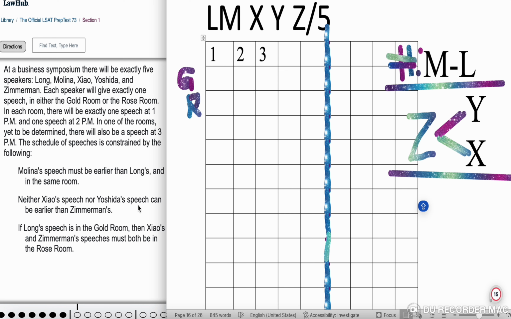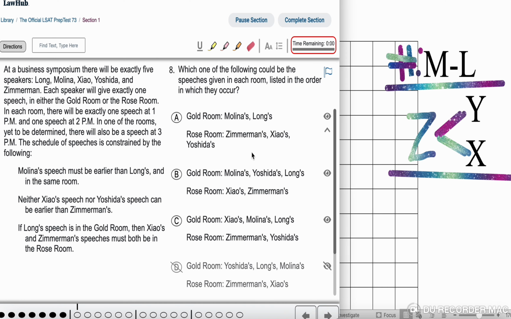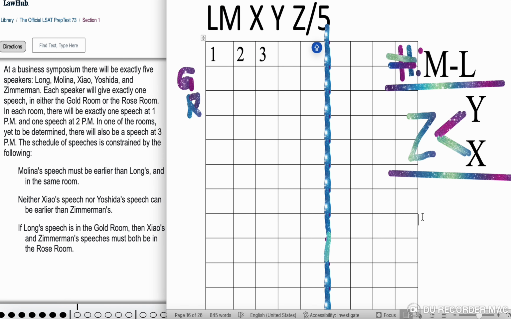So let's go and look for it really quick and apply it. We're looking for Z, and we're looking for it to be earlier than Y and X. This one has X before Z, so go ahead and eliminate it. This one has Z in a position where it's before Y. So right now we have two choices, A and C. So this would be a third condition.